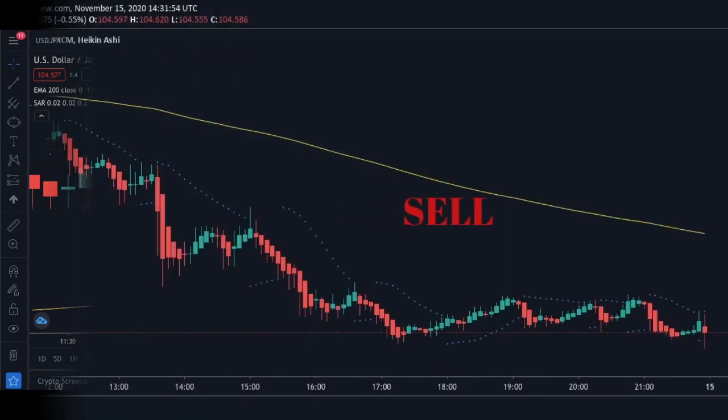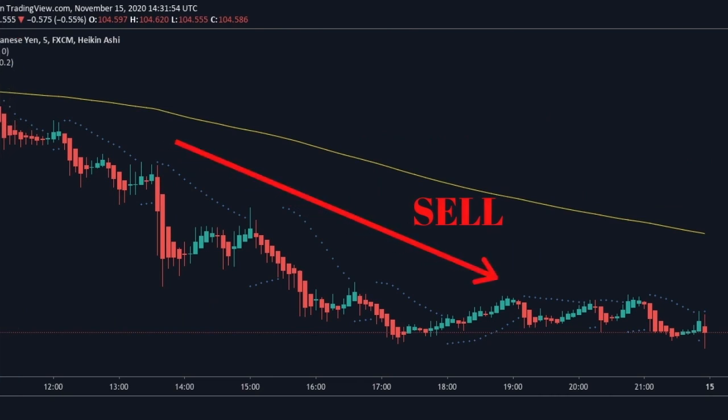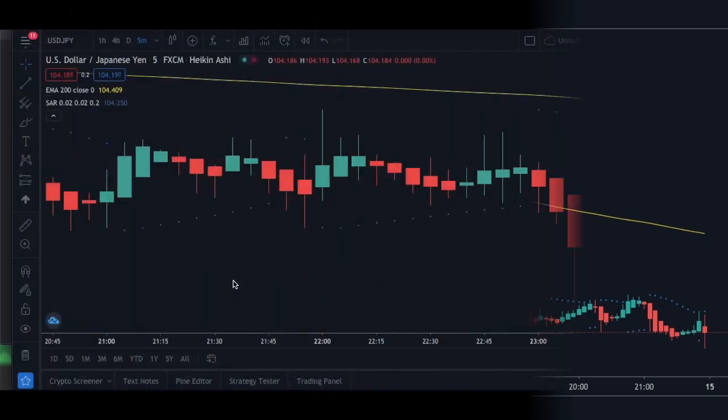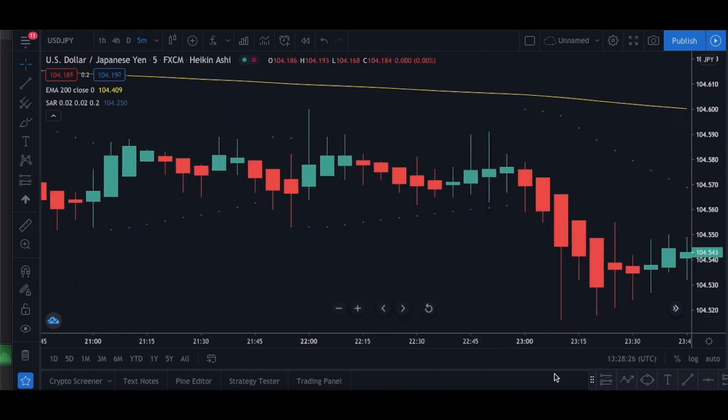Before finishing this video I want to show you a short setup too. You should remember that we will go short only when the price is below the 200 EMA. We will wait for a couple of green candles in a row and after the pivot, it is basically the same logic with opposite rules. Let's check for an entry.